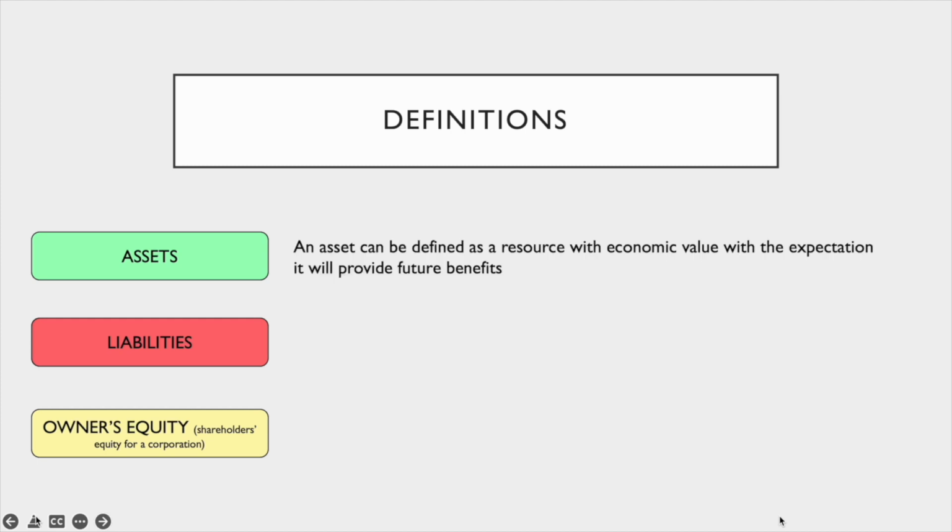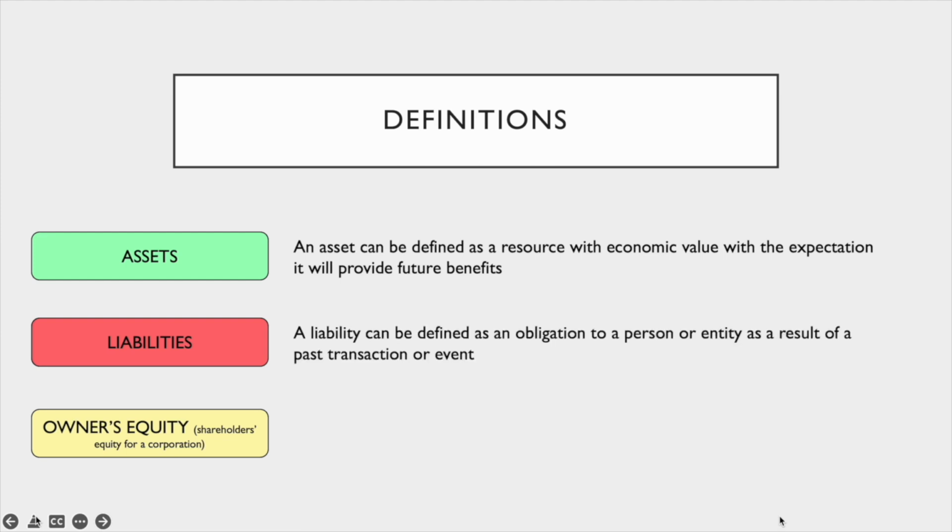An asset can be defined as a resource with economic value with the expectation it will provide future benefits. So for example, cash is an asset, or another asset might be if a business owned property, as the property would provide future benefits to that business. A liability can be defined as an obligation to pay a person or entity as a result of a past transaction or event. A bank loan, for example, is a liability as there is an obligation to pay that loan back to the banking institution.